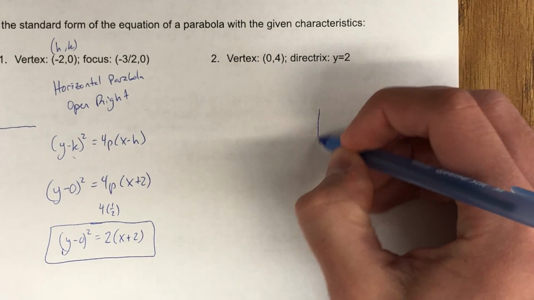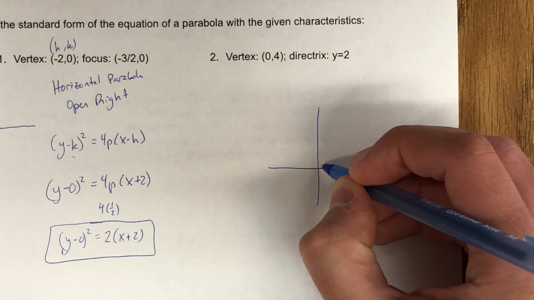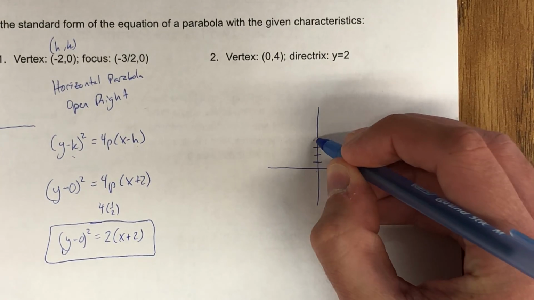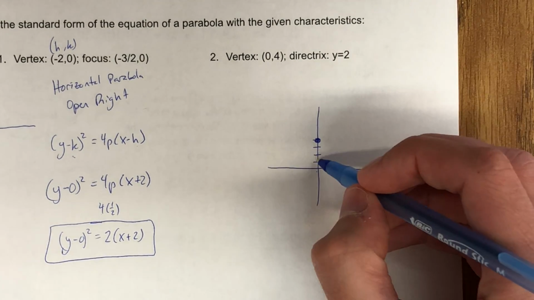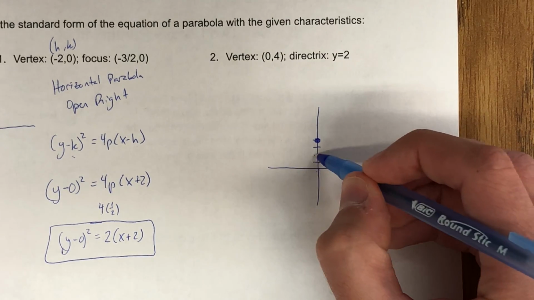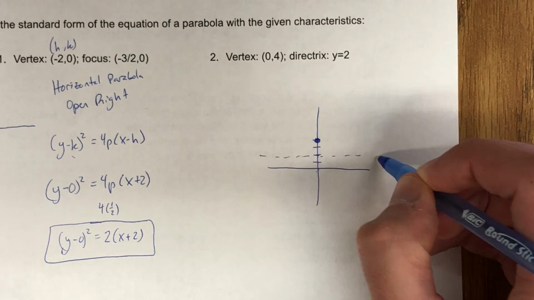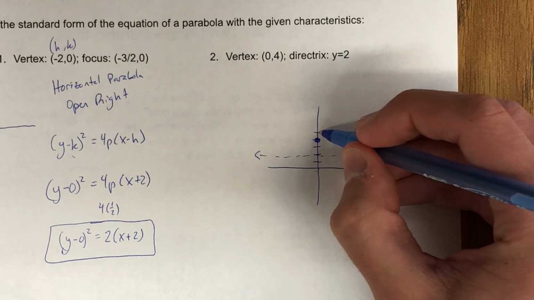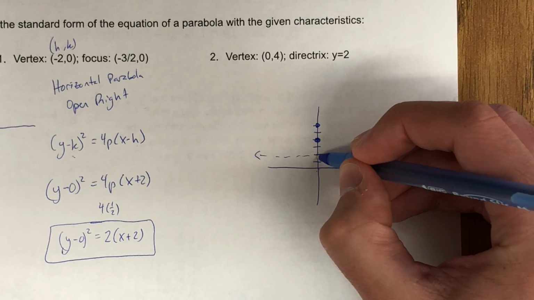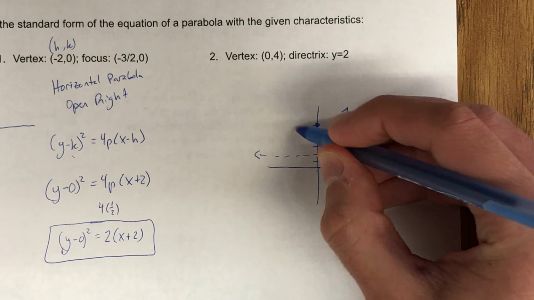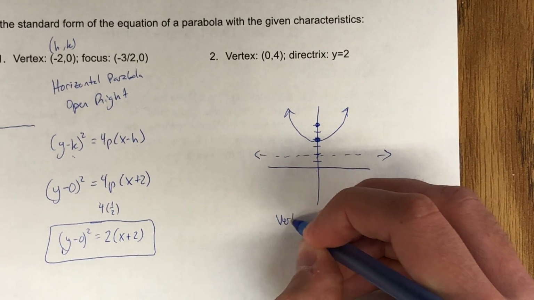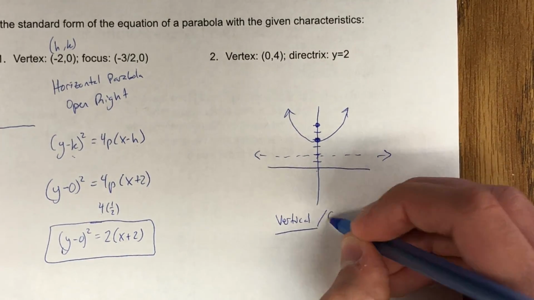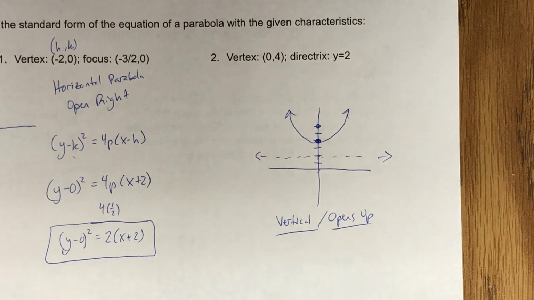Next one. Vertex at 0, 4, 0, 1, 2, 3, 4. Directrix at y equals 2. So y equals 2 would be here. So this would be my directrix. So that means my focus would be here, because the directrix is 2 below, so the focus would be 2 above. So in this case, we have a vertical parabola that opens up.